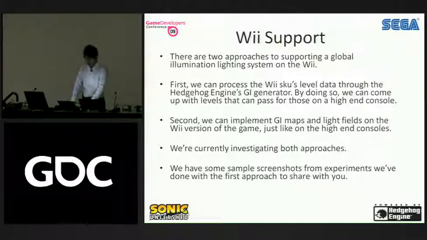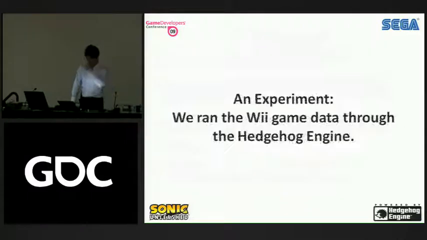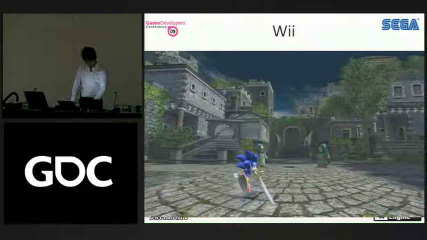Now, there are two issues with GI support for Wii. First, we can process the Wii SKU's level data through the Hedgehog Engine's GI generator. And second, we can implement GI maps and light fields on the Wii version of the game, just like on the high-end console. We're currently looking into both of these, but let me show you what happens when we take the former approach.